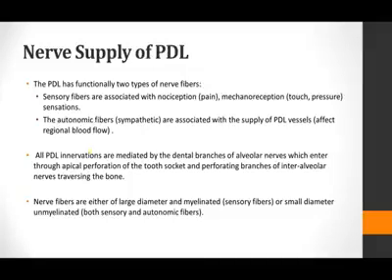The next and most important thing present within the PDL connective tissue is the nerve supply of the periodontal ligament. We have a system of nerves present within the periodontal ligament, which obviously give the periodontal ligament its sensory function. The periodontal ligament has two types of nerve fibers: sensory fibers and autonomic fibers.